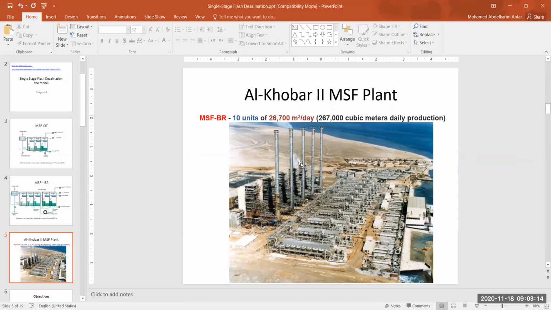Each one of these MSF units is producing 26,700 cubic meters per day. When you are talking about 10 units, the productivity of this part of Al-Khobar 2 is 267,000 cubic meters daily. And it's not the only one here; we have Al-Khobar 1 and there is also Al-Khobar 3. So these are some of the MSF desalination systems that are operating. Definitely it's on the sea, because it takes the seawater in and then rejects the brine down.